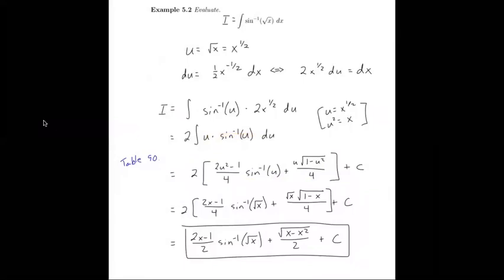And from here, we just back out of our substitution. Remember that u is x to the 1/2. Anywhere we have a u squared, we'll be able to swap that out with, well, u squared is x. So just use that fact along the way. So the line below what we copied from the table of integrals looks like this. We have 2x minus 1 over 4 sine inverse of square root of x. Root x is u times square root of 1 minus x is 1 minus u squared over 4. And all of these are times 2, so we can cancel with those 4's in the denominator to get 2's in the denominators. And the result is what we see in the box below.